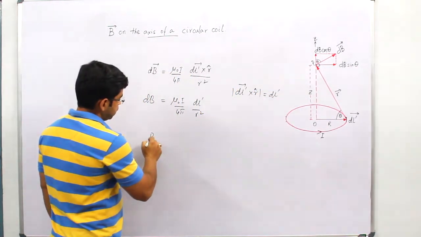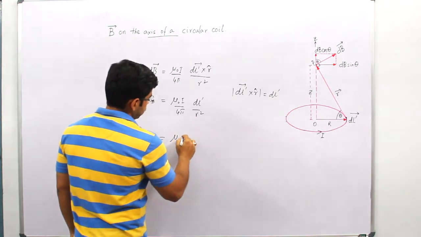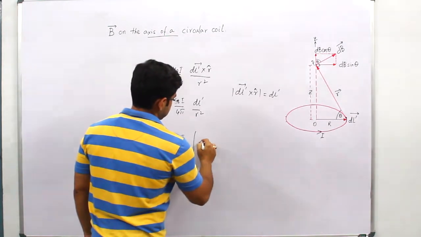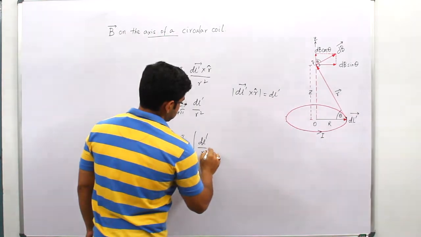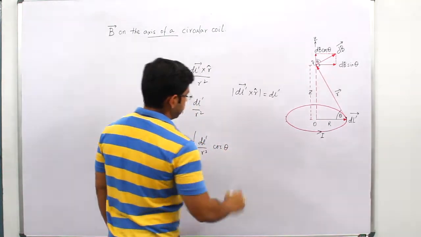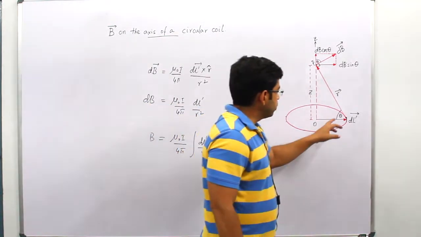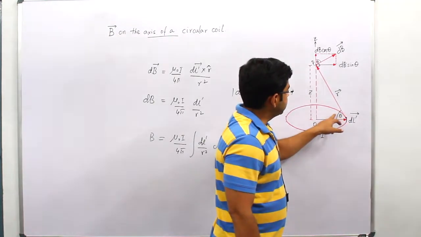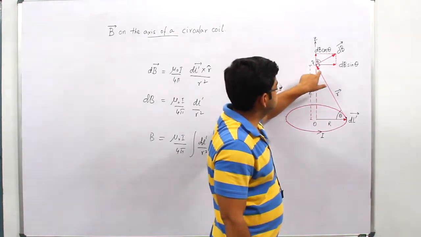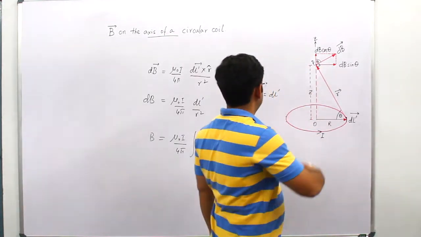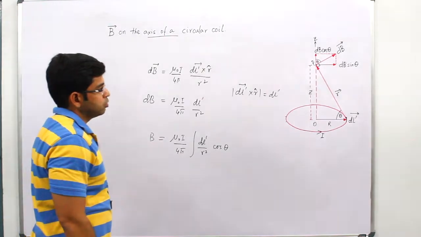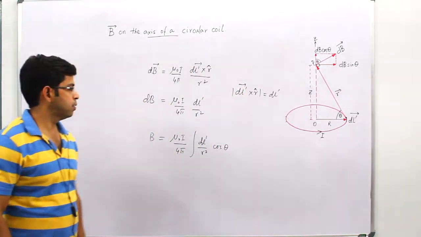So for the total field B, only the magnitude, we have mu 0 I by 4 pi integration of dl prime by r square and the cos theta component. Also, I forgot to mention that this angle is considered as theta. So if this is theta, then this angle, as I already said, is 90 degree, because dl cross r will point perpendicular to both the radius vector r and also the vector dl.